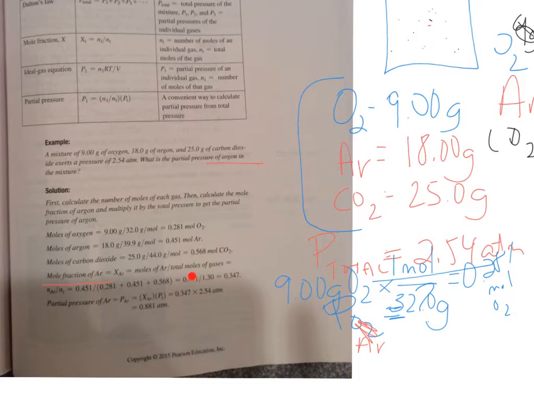And then when they divide 0.451 by 1.30, which is just these three things added up, they get a fraction which in decimal form is 0.347. So now they can take the total pressure, which they gave us, 2.454 atmospheres, multiply it by the fraction that is argon, and that gives you the pressure that is argon. So that's how you can use mole fractions to find the partial pressure of a gas.